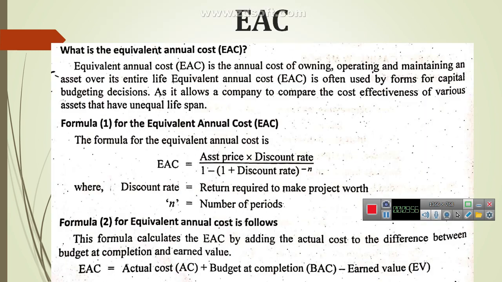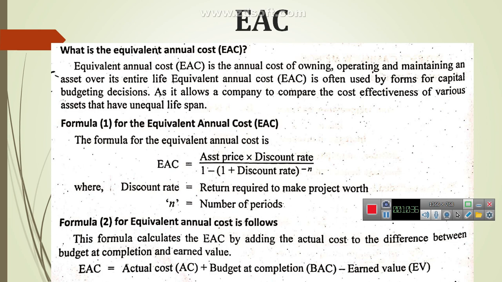Then the EUAC method. First we will see the equivalent annual cost method, and the UAC method we will see in the next slides. Equivalent annual cost is the annual cost of owning and maintaining an asset over its entire life. Equivalent annual cost is often used for capital budgeting decisions. It allows a company to compare the cost effectiveness of various assets that have unequal lifespans. In the EAC method, the asset price times the discount rate divided by 1 minus 1 plus discount rate to the power of n. So that is the formula of equivalent annual cost.